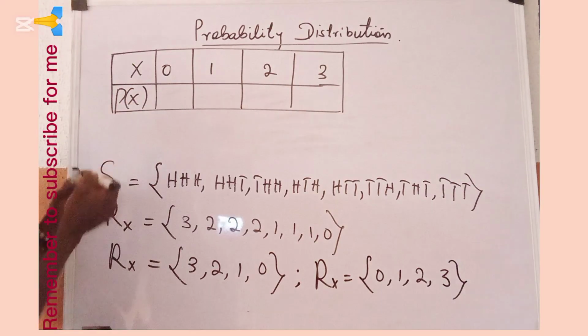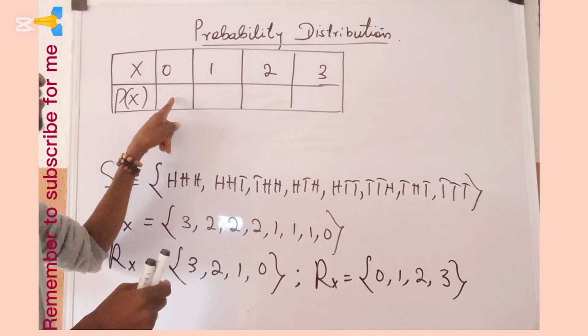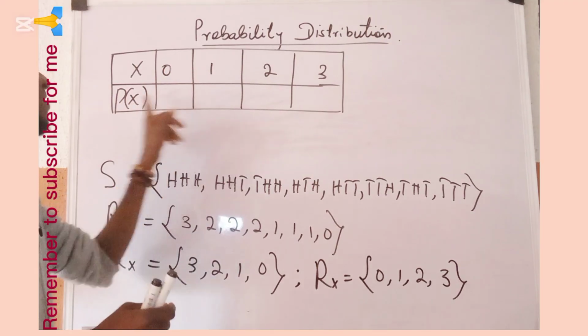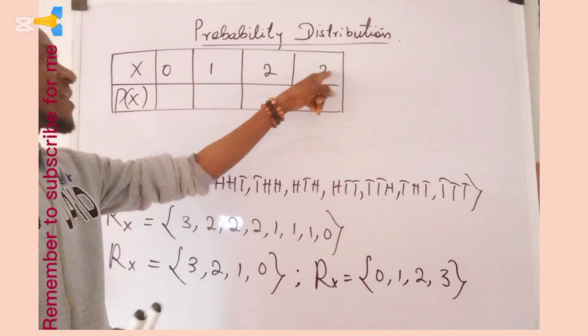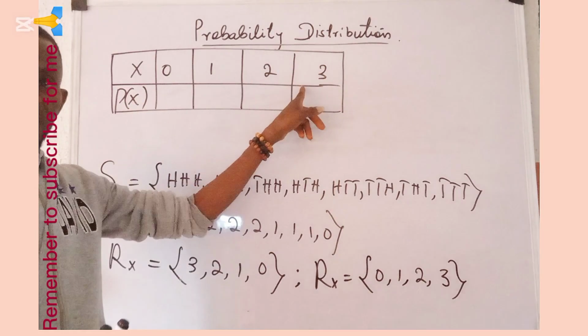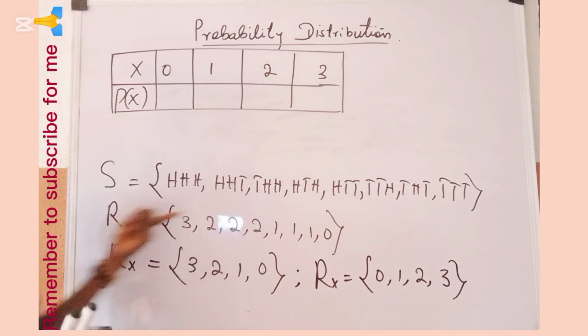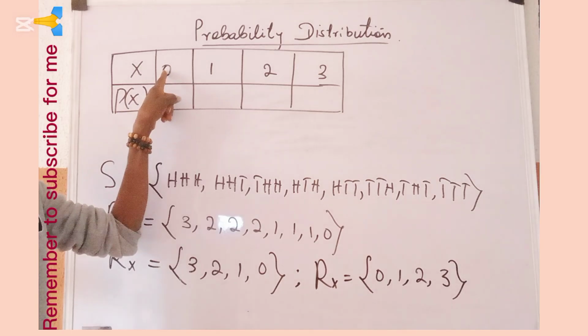So I'm going to talk about P of x. What I call P of x is the probability of 0 heads occurring will be here, probability of 1 head occurring will be here, probability of 2 heads occurring will be here, and probability of 3 heads occurring will be here. So we are going to determine these probabilities now using this as the sample space here. The first one is talking about the probability of 0 heads.